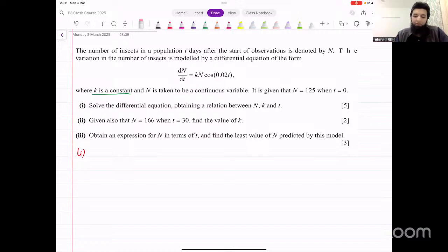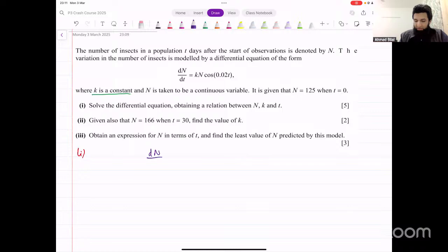Now, even though n represents the number of insects, that's supposed to be an integer. But in order to make a differential equation, we assume that to be continuous, because if it's not continuous, differentiation actually does not work. So that's why this assumption is important. But they've given that. It's not something that you need to worry about. How do you solve this differential equation now? Obtaining a relation between n, k, and t.